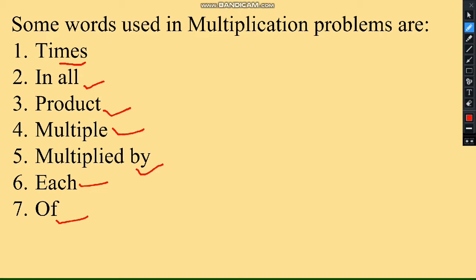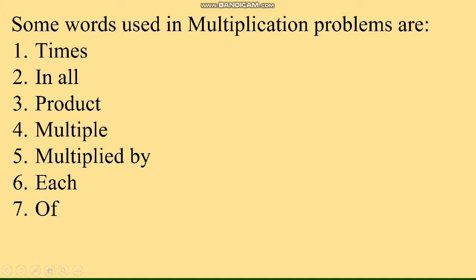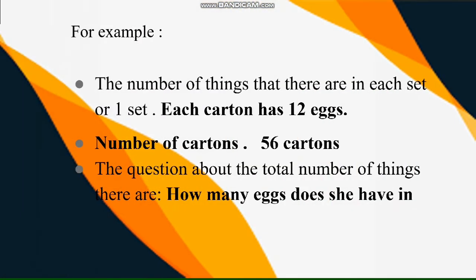Then product. We all know the answer of multiplication is product, so product is used. What is the multiple of, we can also say it like this. This multiplied by, you have two numbers, so one multiplied by the other number, each and of. So all these words are usually found in a multiplication problem, and we can use these words to frame our multiplication problems. Now let's move ahead and see some examples.